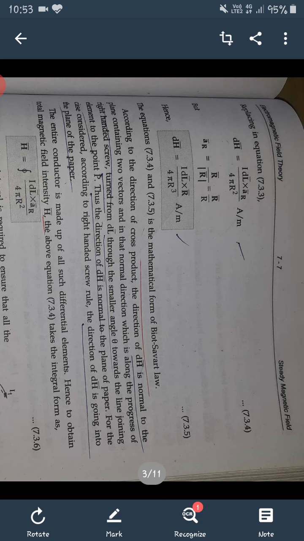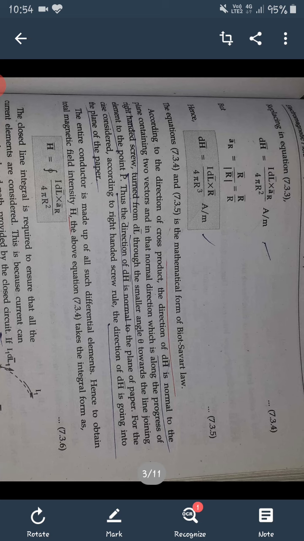So AR, we know AR equal to R vector by magnitude of R. So therefore we'll write dH vector will be equal to I dL cross AR cross product divided by 4 pi R cube, ampere per meter. So the equation 7.3.4 and 7.3.5 is the mathematical form of Biot-Savart's law.